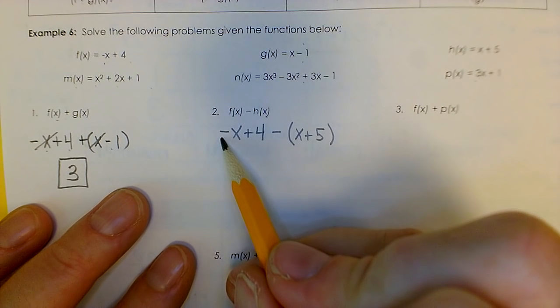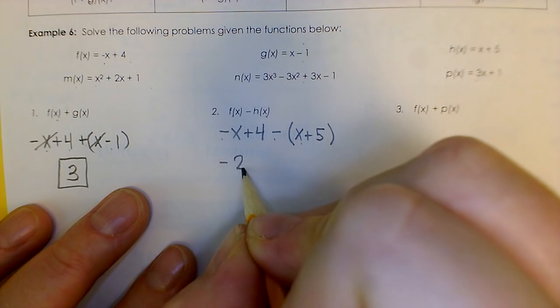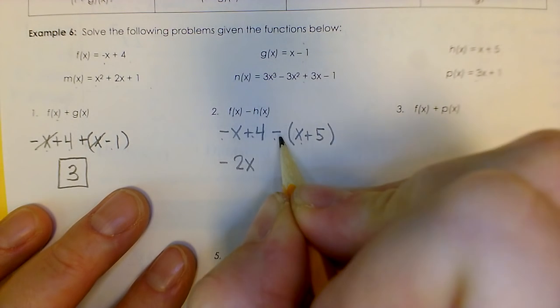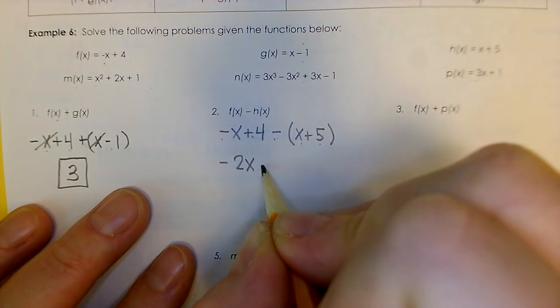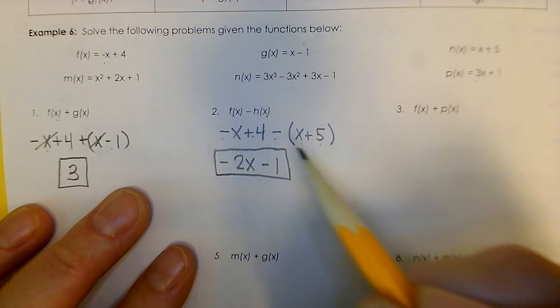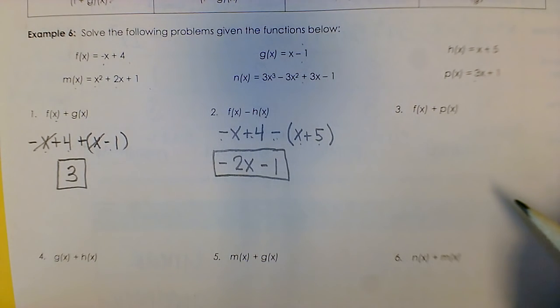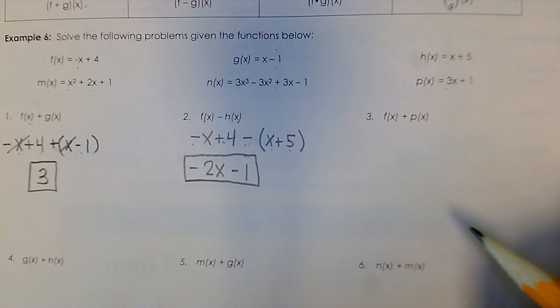Okay? Negative x minus x, which would be negative 2x. 4 minus 5, which is negative 1. And that's it. So you're not always going to get a numerical answer like you did over here. Sometimes you may just get another function, right? Combining functions to make new functions.